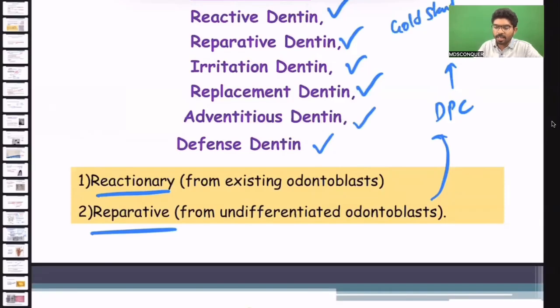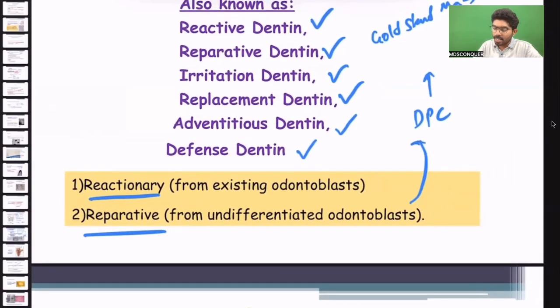Golden standard material for direct pulp capping. Yes, the golden standard material for direct pulp capping is calcium hydroxide. The type of calcium hydroxide I am using for pulp capping is called Dycal, which is a fast setting, hard setting calcium hydroxide. Okay, so that is one.